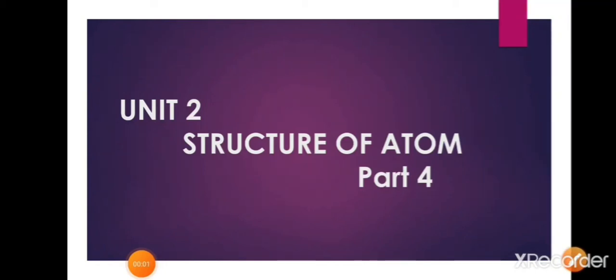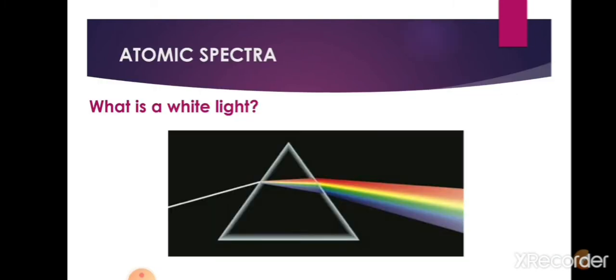Hello children, today in this part we will learn about atomic spectra and line spectra of hydrogen. In this section we will learn about the interaction of electromagnetic radiations with microscopic particles. Here we take light as a source of energy, which is an electromagnetic radiation.